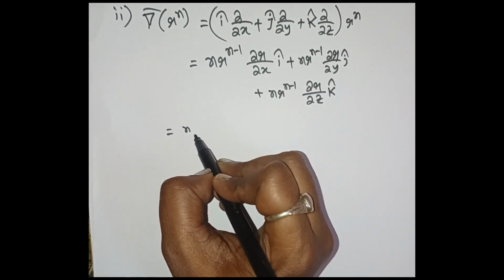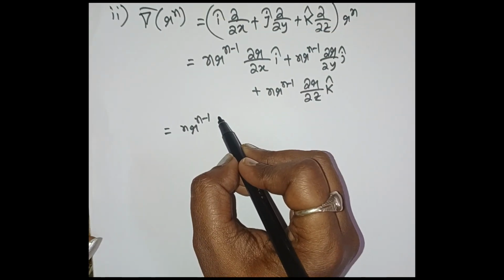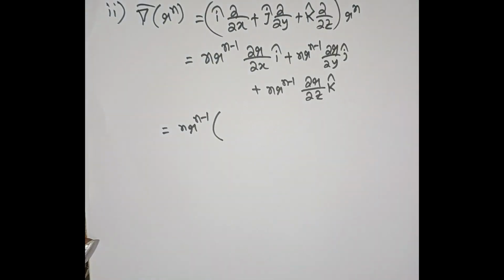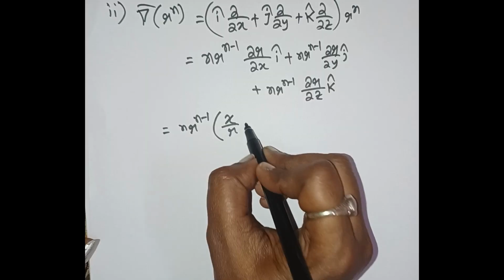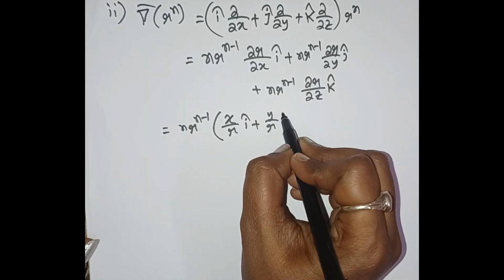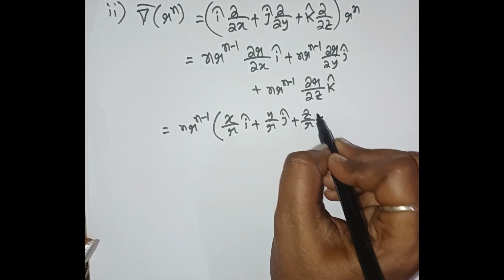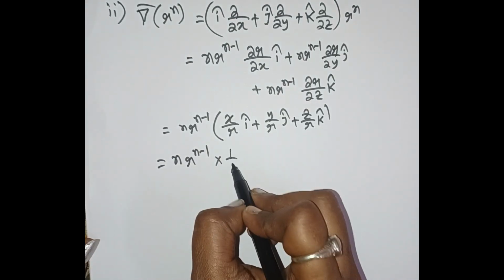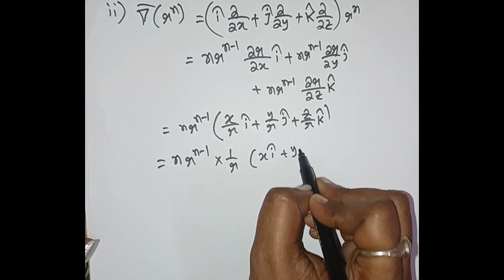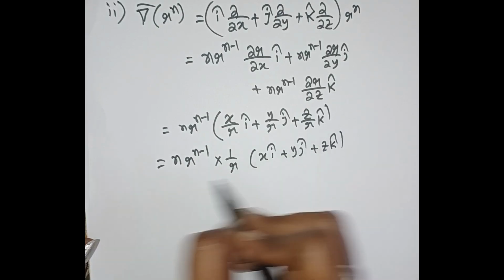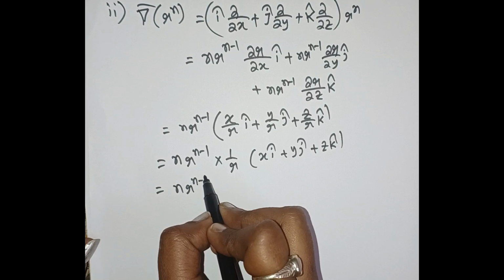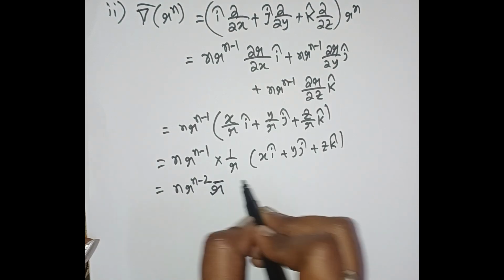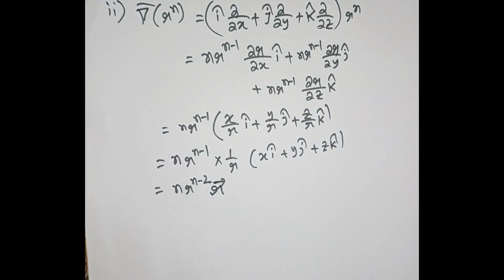You can take n r power n minus 1 common, and the value of del r del x is x by r, that is x by r i plus y by r j plus z by r k. So we can write n r power n minus 1 with 1 by r (xi plus yj plus zk), that is n r power n minus 2. This is actually r vector. So we are done.